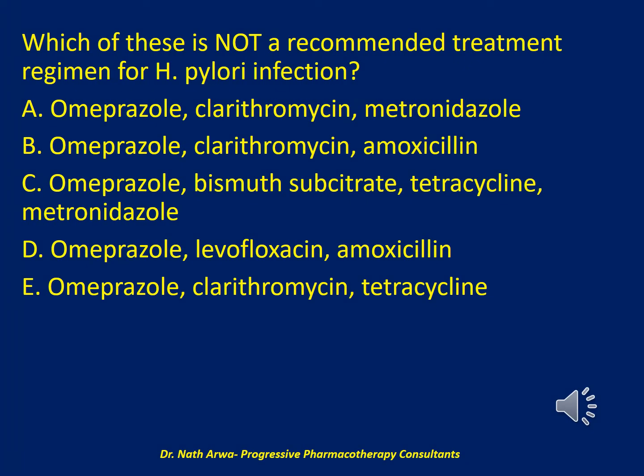And the next question reads, which of these is not a recommended treatment regimen for Helicobacter pylori infection? Is it A. omeprazole, clarithromycin, and metronidazole? Or B. omeprazole, clarithromycin, and amoxicillin? Or C. omeprazole, bismuth subcitrate, tetracycline, and metronidazole? Or D. omeprazole, levofloxacin, and amoxicillin? Or is it E. omeprazole, clarithromycin, and tetracycline? I will give you 10 seconds to choose the correct answer to this question from the listed options.